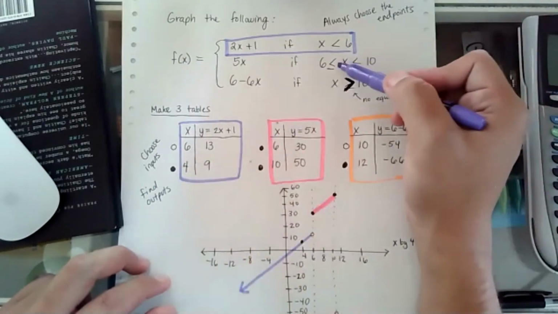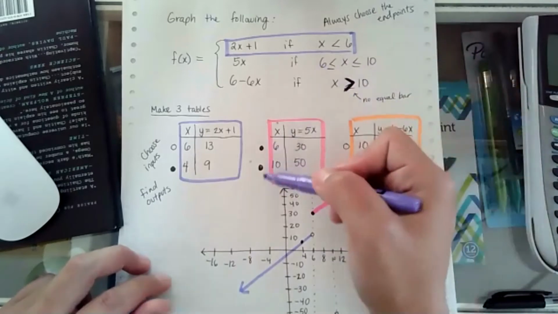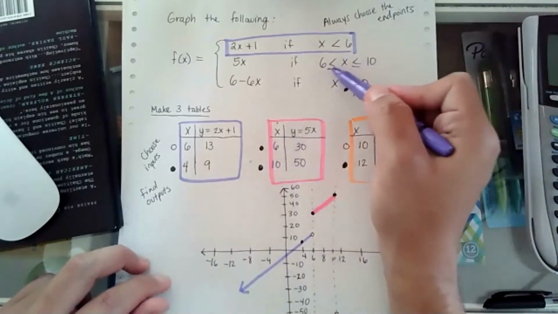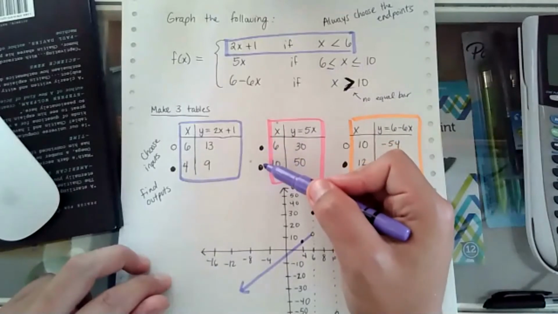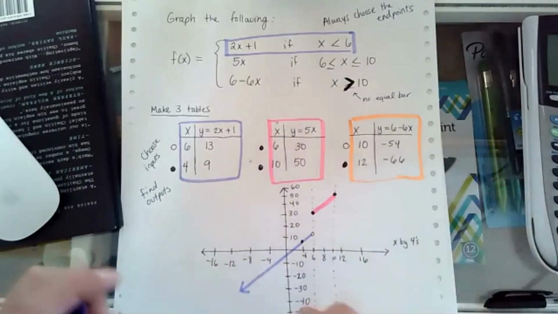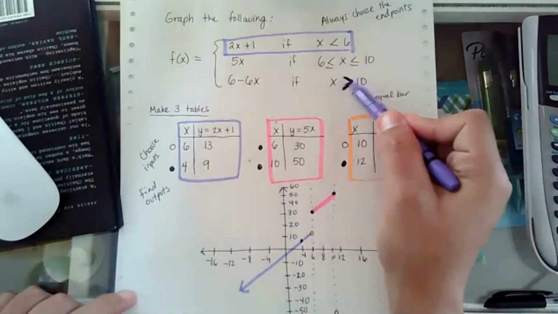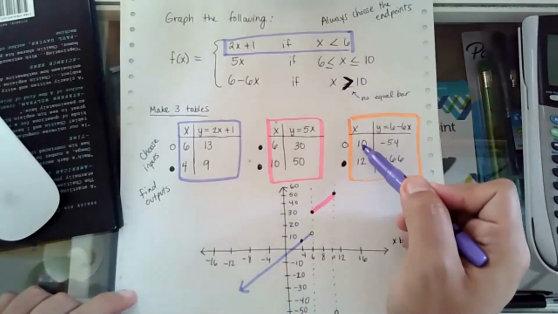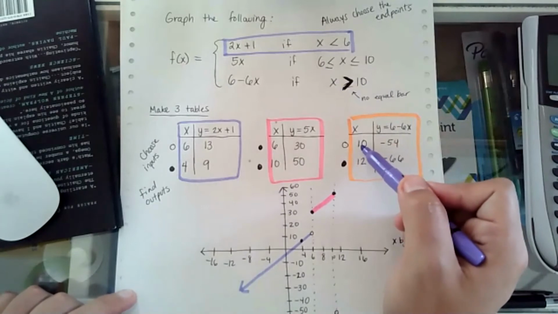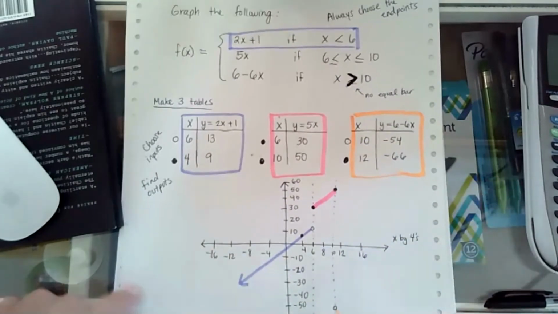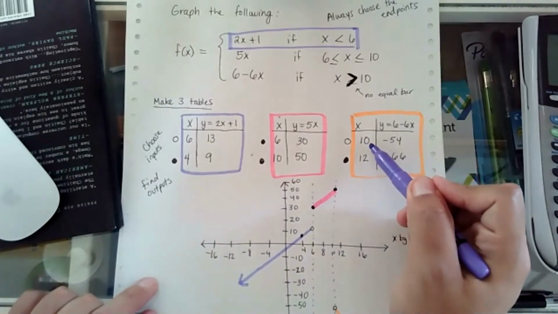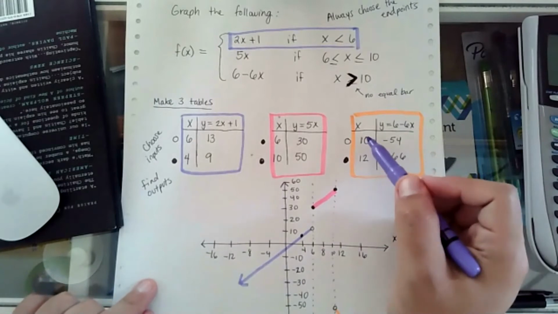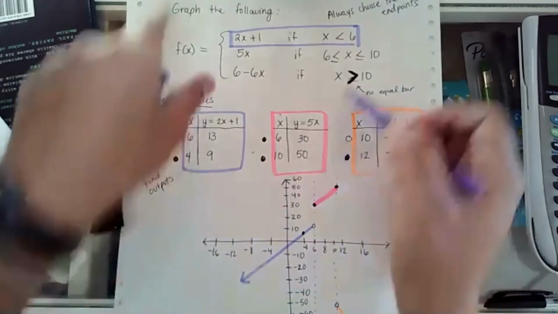And then for the next one, I chose both of those endpoints. But since those are included, since I have these little equal bars, I can go ahead and close those up with closed circles. And then for the last graph, I know that x has to be greater than 10. So technically, I'm not supposed to choose 10. But I want to see what happens when I choose something real close to 10. Like if I had chosen 10.1 or 10.001 or 10.00001, those all would be close to 10 and greater than 10. So that's why I'm choosing 10.